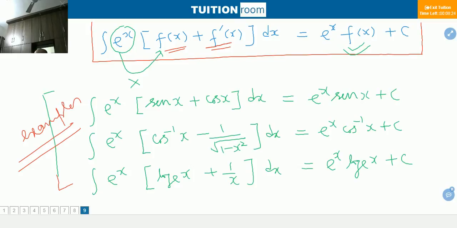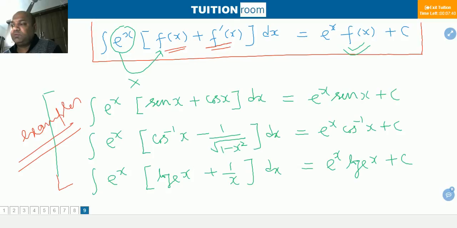Now, students, I am going to prove this formula. Then I will give some more problems based on this formula. Suppose we have to find the value of the integral of e raised to power x times fx plus f dash x dx. Now we can write it as integral e raised to power x fx dx plus e raised to power x f dash x dx.